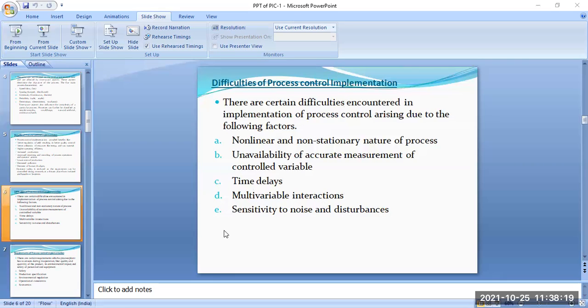So these are basically the difficulties of process control implementation. This question is very, very important. Sometimes it is asked as: what is the challenge in implementation of process industries or process control plants? Or what are the difficulties of process control industries? Okay, is it clear to all of you?